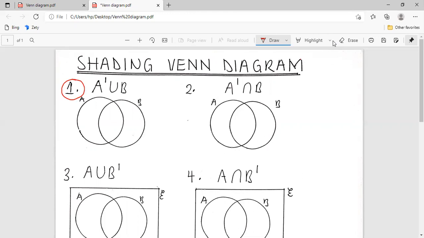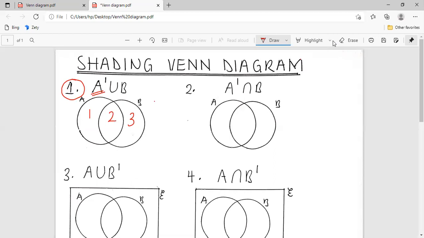Now, step 1, we are going to name each part. This part we shall call number 1, the middle part number 2, and number 3. So after naming the parts, we are going to use set notation in order to understand which region we are supposed to shade. Now, look at our notation. Look at the first part here.